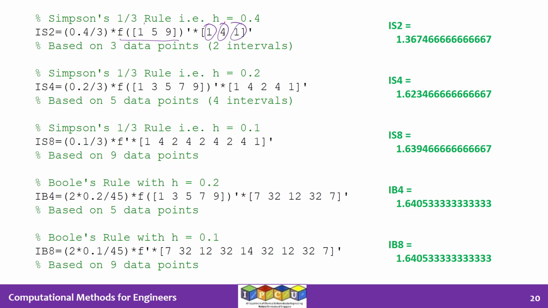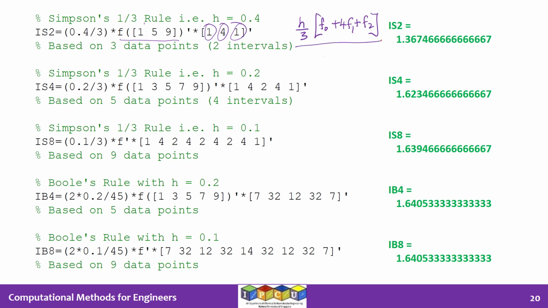Please look at Simpson's 1/3 rule. It is like h by 3 times F0 plus 4 times F1 plus F2. This is what Simpson's 1/3 rule is for 3 data points. The notation there is F0, F1 and F2. Here in MATLAB, we cannot give an index of 0 for the array, so the first index in the array has to be F1.